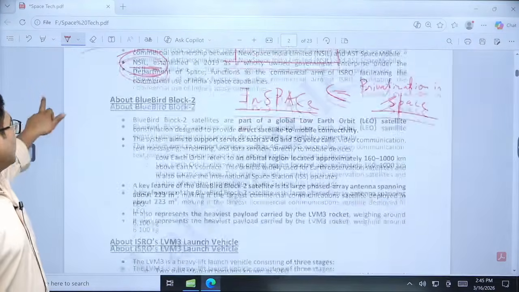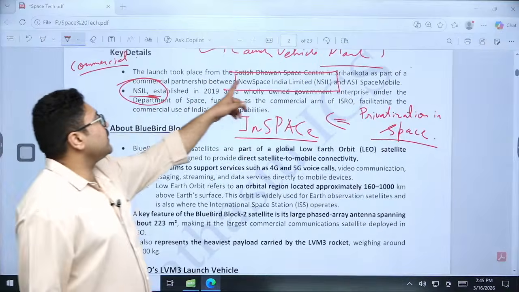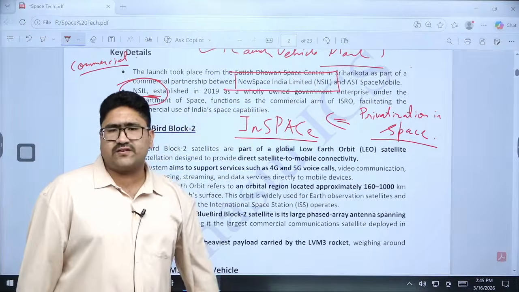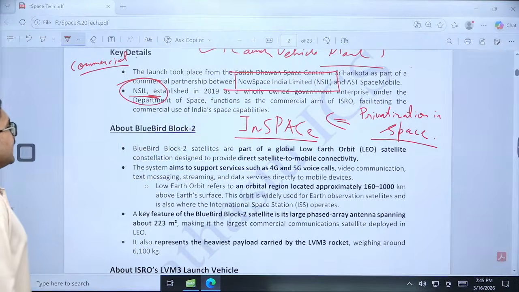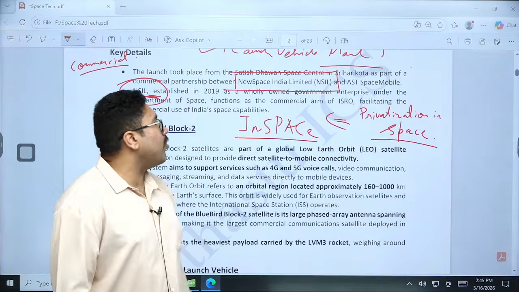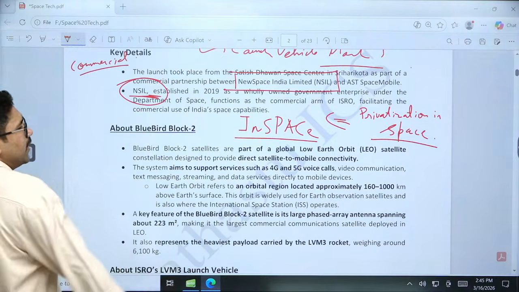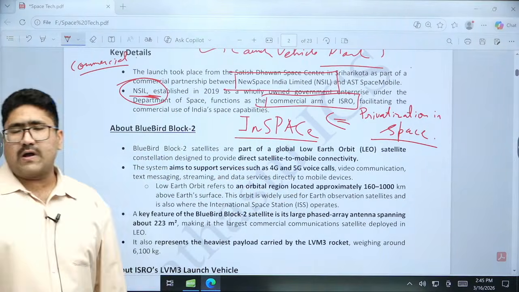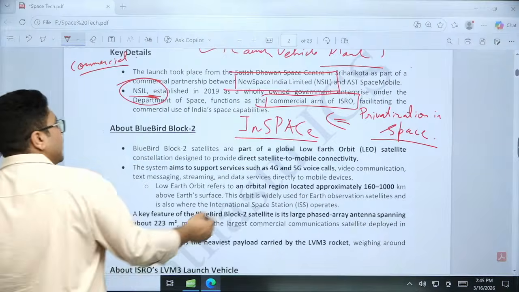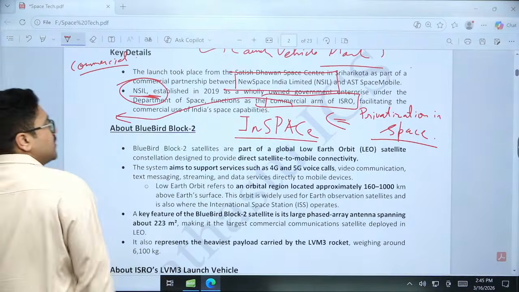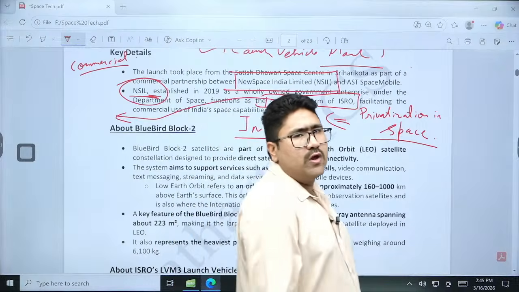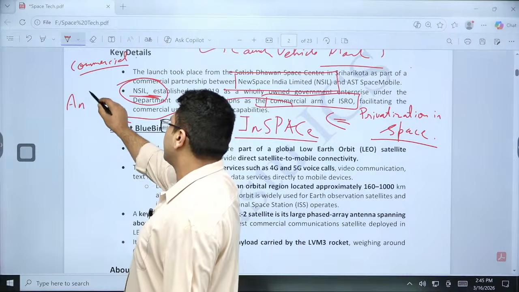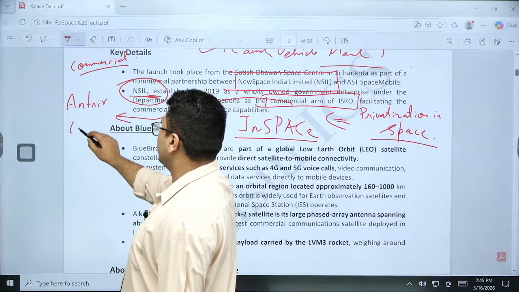Now, moving ahead, the launch took place from the Satish Dhawan Space Centre in Sriharikota in Andhra Pradesh, as a commercial partnership between NSIL and AST SpaceMobile. NSIL was established in 2019 as a wholly owned government enterprise under the Department of Space, and functions as the commercial arm of ISRO. Now, if you have read, you may also know that before NSIL was formed, there was another commercial arm of ISRO responsible for bringing in business, which was known as Antrix Corporation.